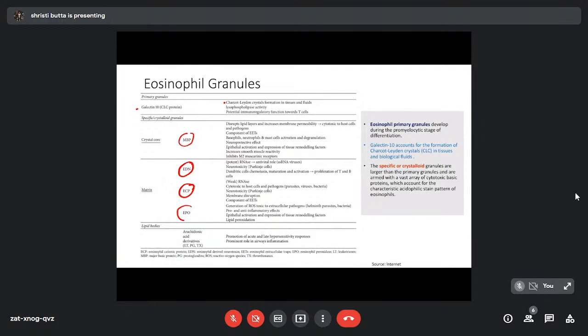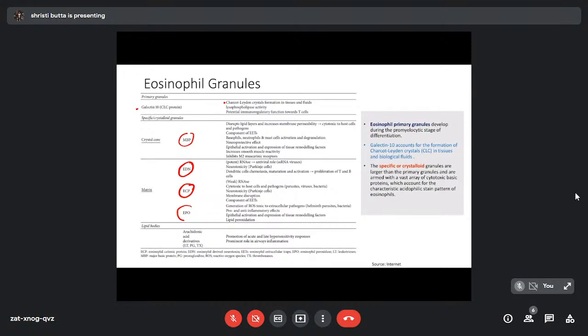The major function of major basic protein is disruption of the lipid layer and increasing membrane permeability. It is also a component of what is referred to as the eosinophil extracellular traps. What are these? We have slides coming up for that. Basophils, neutrophils, and mast cell activation and degranulation are again dependent on this major basic protein, which is also neuroprotective and also undergoes epithelial activation and expression of tissue remodeling factors. Increases smooth muscle reactivity, inhibits M2 muscarinic receptors.